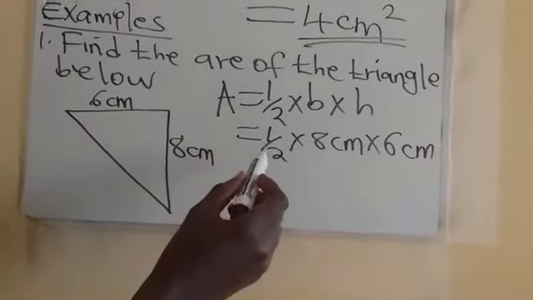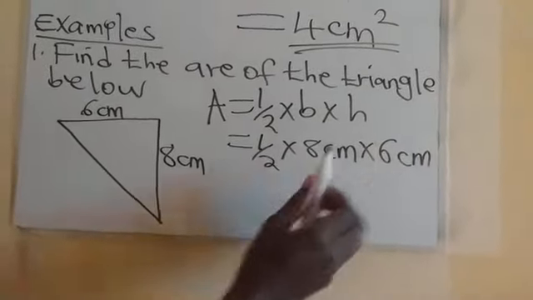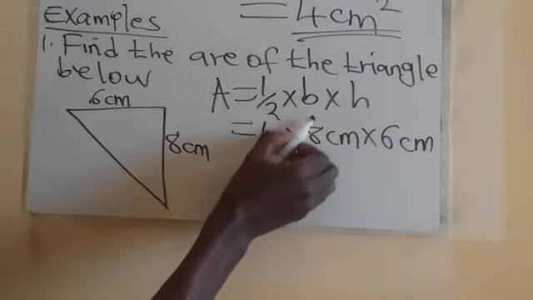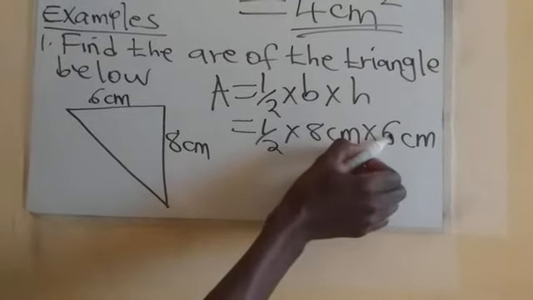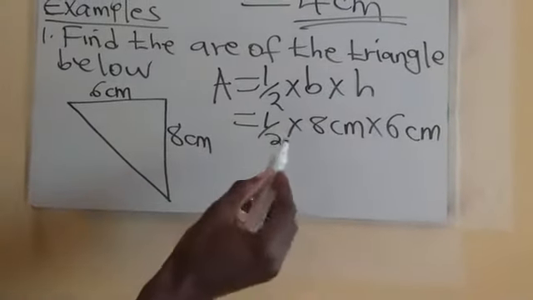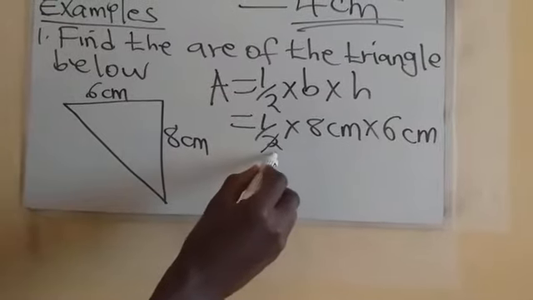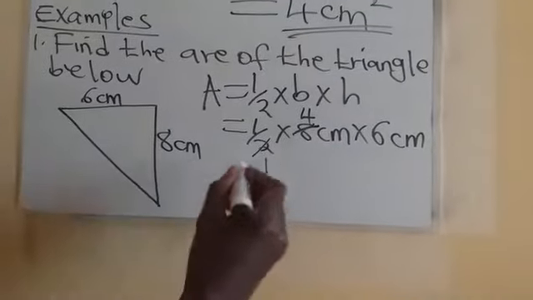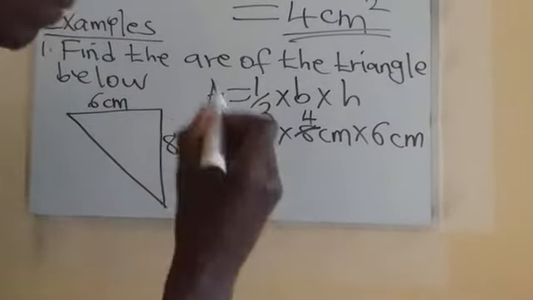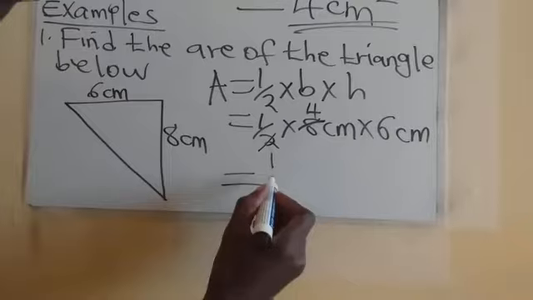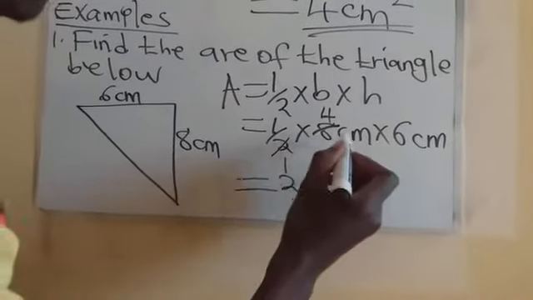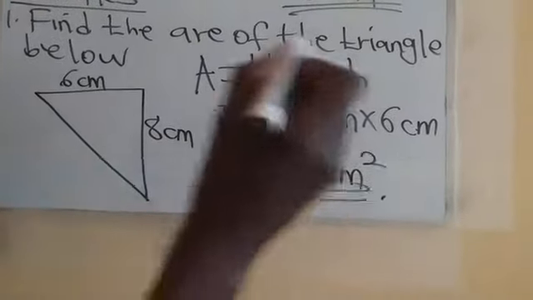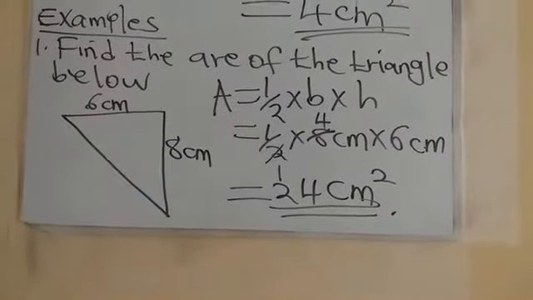Now, earlier we changed these ones to fractions, but you can also cancel. 2 can cancel 8 four times, or 2 can cancel 6 three times. Let us use this one. 2 can cancel 1 and go into 8 four times. Now our area is going to be 4 times 6, which is 24. Centimeters times centimeters is centimeters squared. That is the area of this figure.